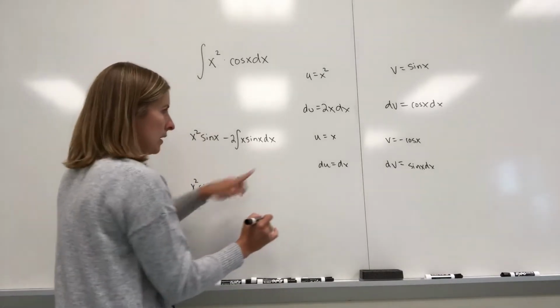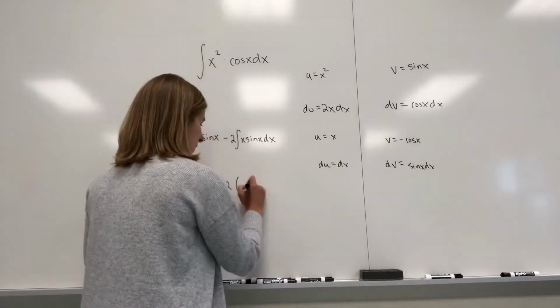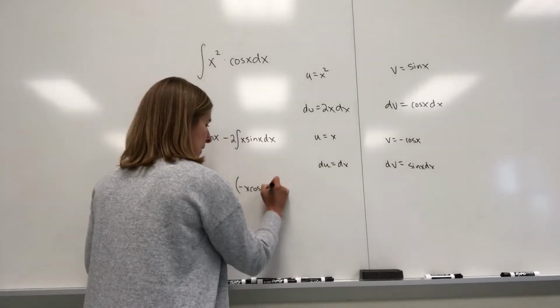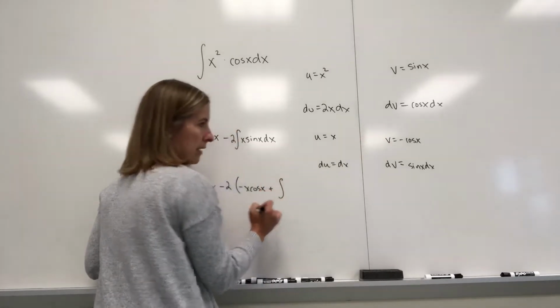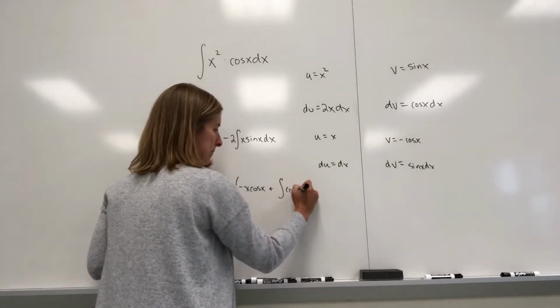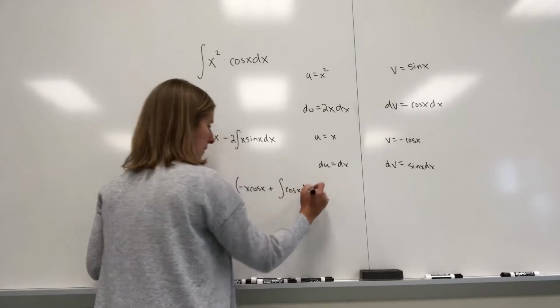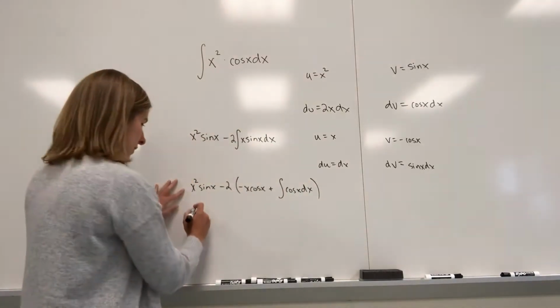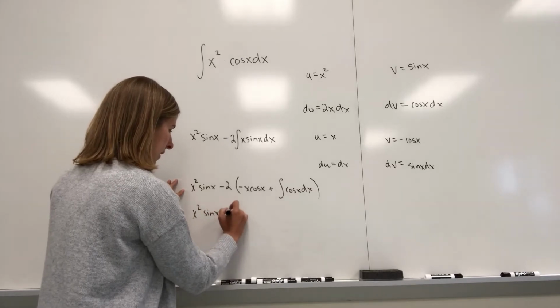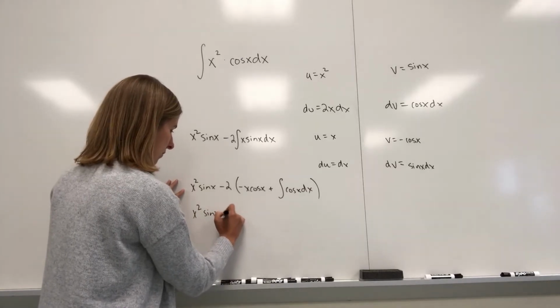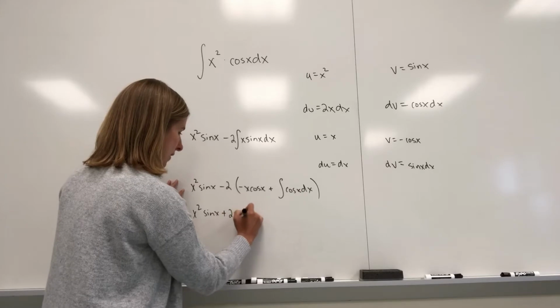All right, so now we would rewrite this again as x squared sine of x minus 2, and then uv minus the integral of v du. So this negative, I'm going to make that a plus. All right, so now this becomes x squared sine of x plus 2x cosine of x.